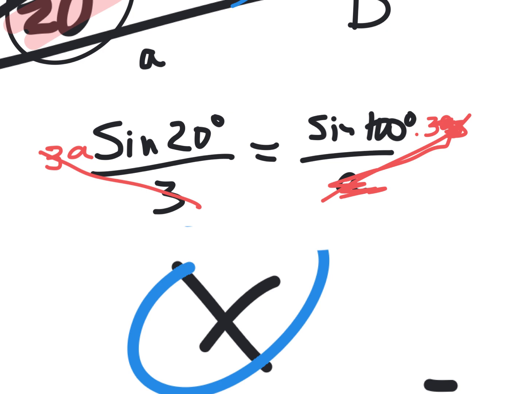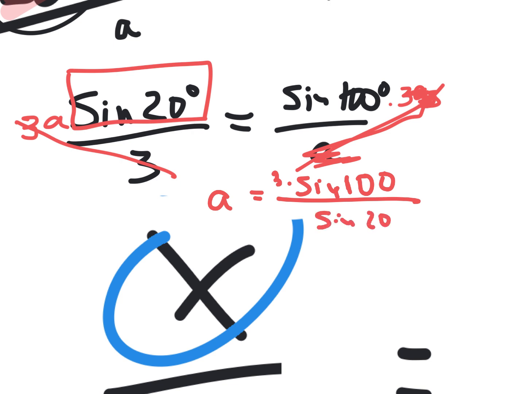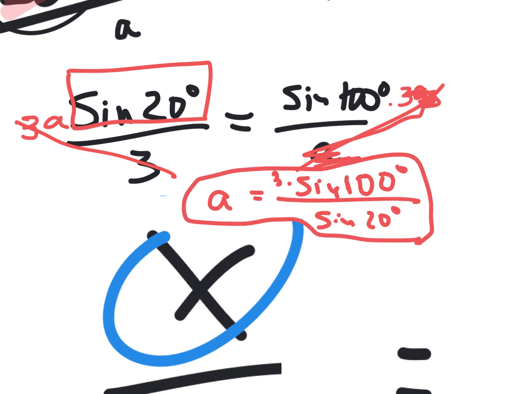Okay, so now it's still got the sine 20 stuck to my a. Well, then I divide both sides by that. So a equals sine 100 times 3. I'm going to put the 3 in front so that people don't think it's sine of 300. You know what I mean? 3 times sine of 100 over sine of 20. And there is your exact answer. If you went and got a calculator answer, it would not be better. It would be rounded.